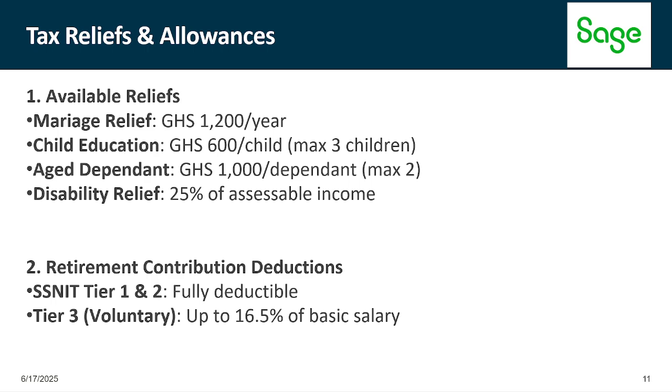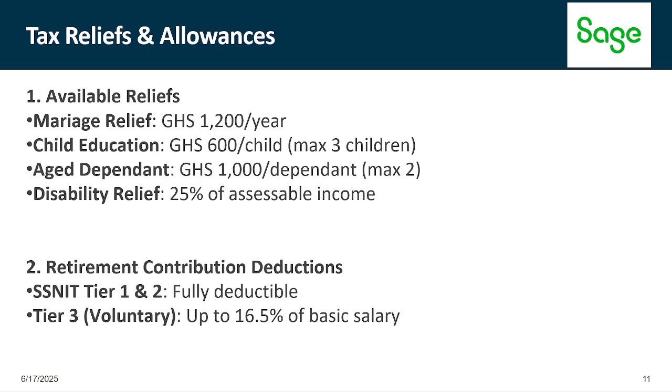So relief is basically not an amount given to you, but the amount that reduces your tax liability. That means if your total earning is 20,000 and you are married, you have a child, you have an age dependent, we will deduct this amount before taxing what is left. So they reduce your tax liability.